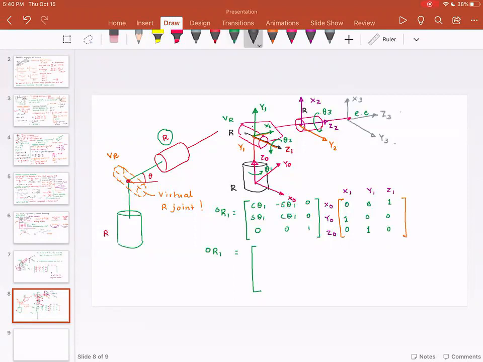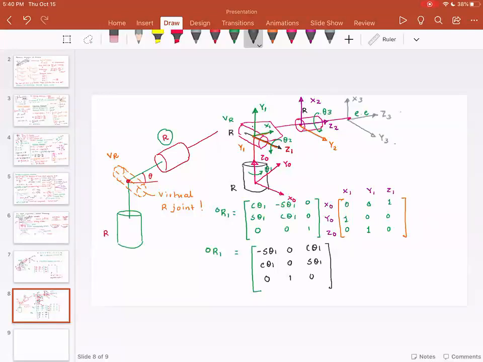First row, first column, that gives me minus sine theta 1. First row, second column, that gives me 0. First row, third column gives me cosine of theta 1. Second row, first column, that gives me cosine theta 1. Second row, second column gives me 0. Second row, third column, that gives me sine theta 1. I have 0, 1, 0. Everybody understood what I have done here?